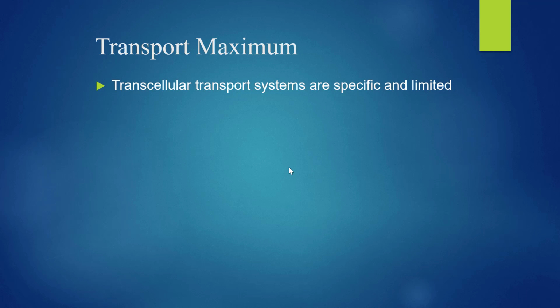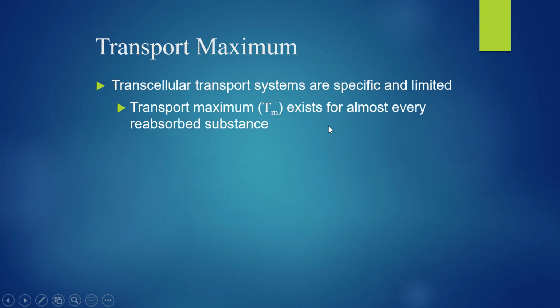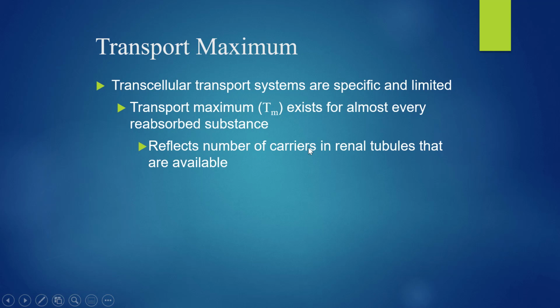Now, the transcellular transport systems are very specific, and they're also very limited. They are limited because they are being served by carriers, and the carriers are not always there. I mean, they're there, but there's not really enough carriers to do the job. So transport maximum exists for almost every substance that needs to be reabsorbed, and the substance needs to have carriers that would transfer them from one part of the cell into another.